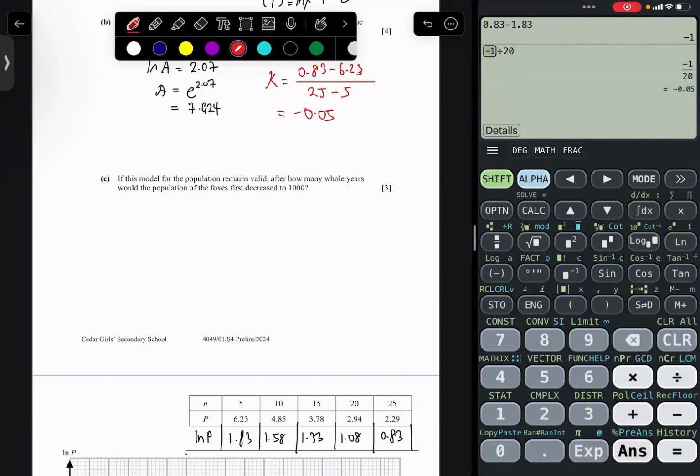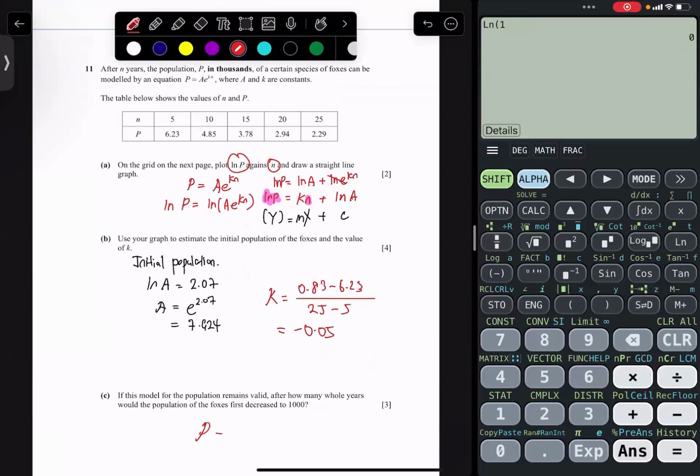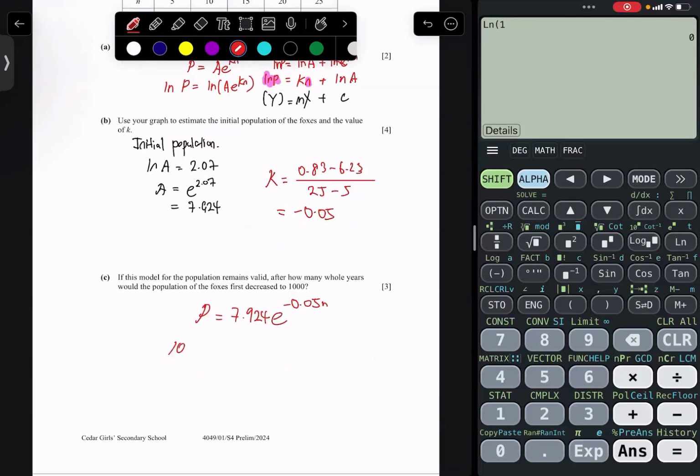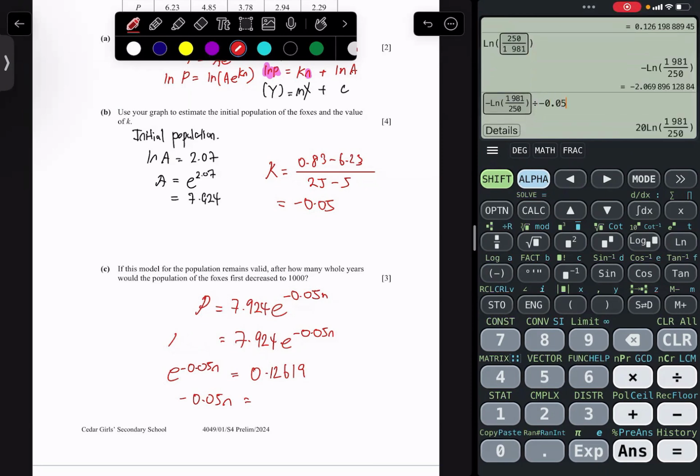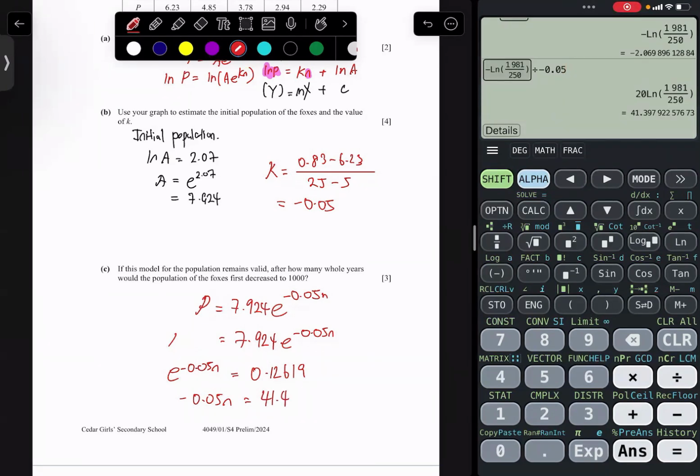So k is negative 0.05. If this model for the population remains valid, how many whole years for the population of the foxes to first decrease to 1,000? P equals 7.924 e^(negative 0.05n). Decrease to 1,000, so 1 equals 7.924 e^(negative 0.05n). Divide by 7.924, so e^(negative 0.05n) equals 0.126. So negative 0.05n equals ln of the answer, divided by negative 0.05, giving 41.4. After how many whole years? So 41.4, so 42.